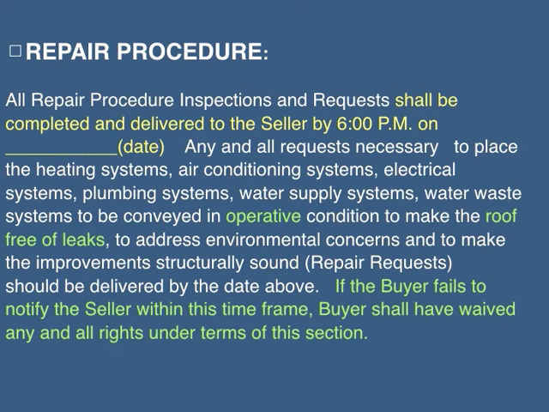Next, we go to the repair procedure section. If this is what your buyer would like, then you put a check or X in this box. Mark the box. Check the box. Okay, let's see, what is repair procedure? All repair procedure inspections and requests shall be completed and delivered to the seller by 6 p.m. on a specific date. Here you pick a specific date, and it just depends on how busy the home inspectors are, what date you would put here.